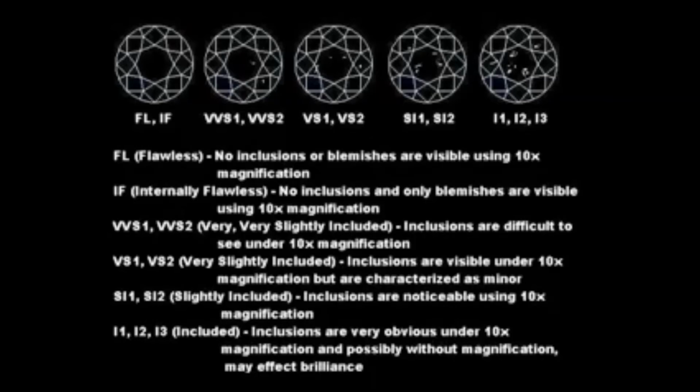VS1 and VS2, very slightly included: inclusions are visible under 10 times magnification, but are characterized as minor. SI1 and SI2, slightly included: inclusions are noticeable using 10 times magnification. I1, I2, and I3, included: inclusions are very obvious under 10 times magnification and possibly without magnification, and may affect brilliance.